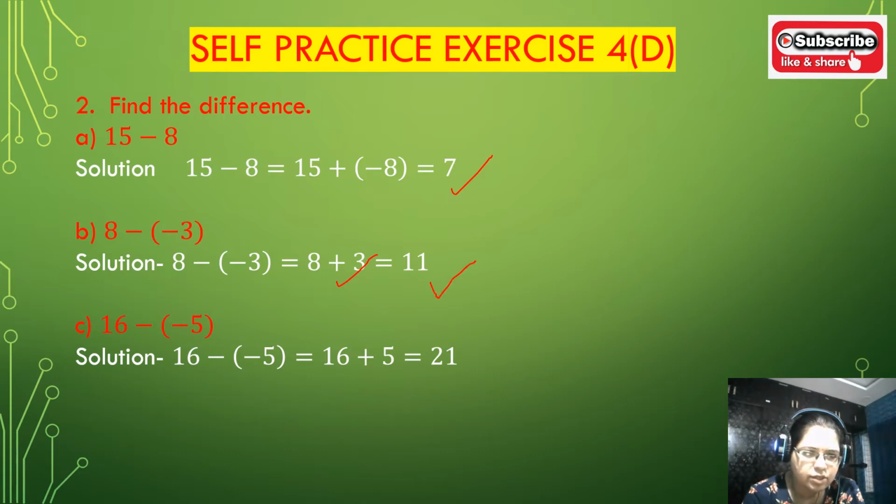C. 16 minus of minus 5. 16 minus of minus 5 is 16 plus 5. 16 plus 5 is 21.